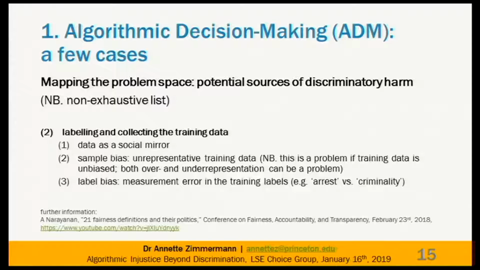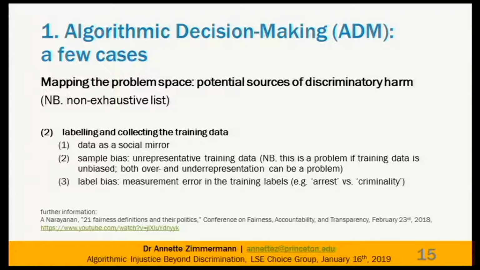The next one would be sample bias. So whenever I have unrepresentative training data, that can create massive problems. And I guess the main worry here is that for smaller groups, we often have less representative data. And then once we try to get more data on our pool, we will then have even more for the advantaged group in society.